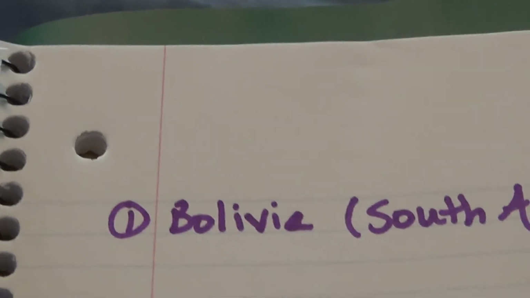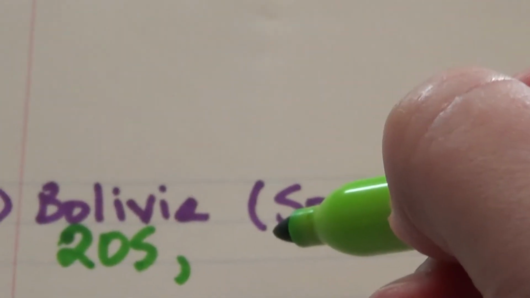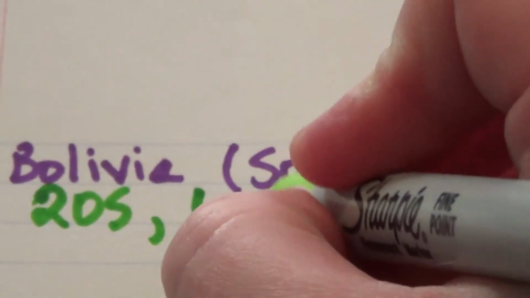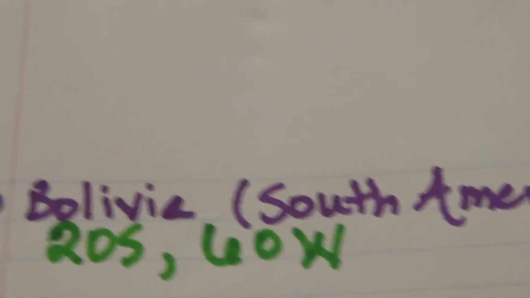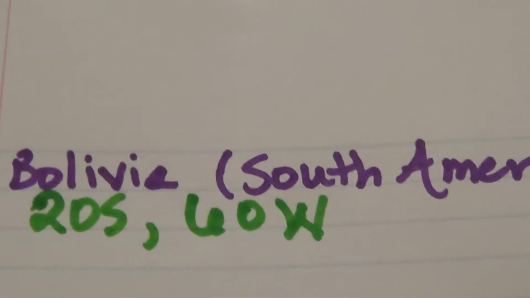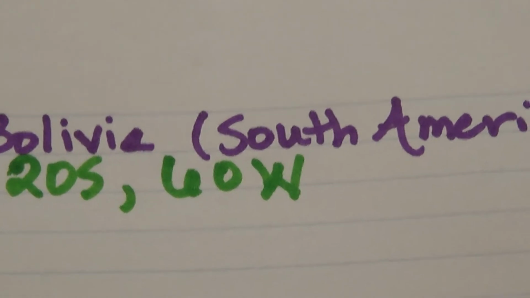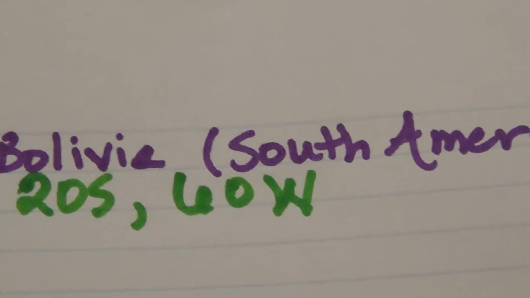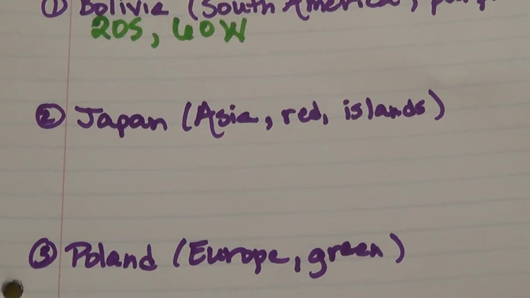Sorry if it's kind of shaky, I've got to switch my hands to write. So here's how you would write that. 20S, comma, 60W. Please make sure you capitalize the letters. You do not have to put the degree sign because it does look like zeros, so don't worry about it. If you do a degree sign, please make them tiny. Okay, make sure you ask if you have any questions.